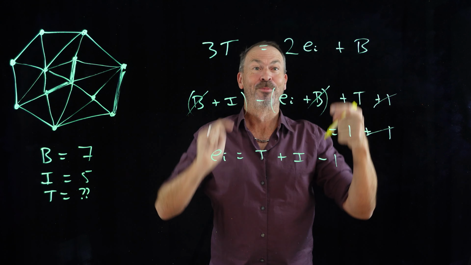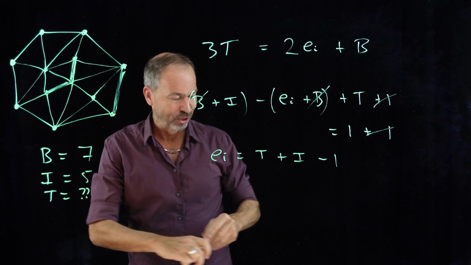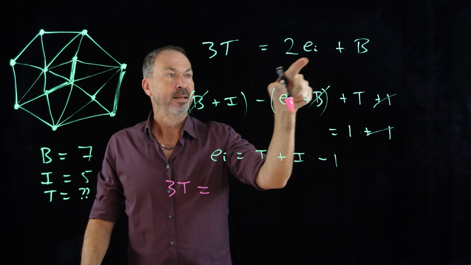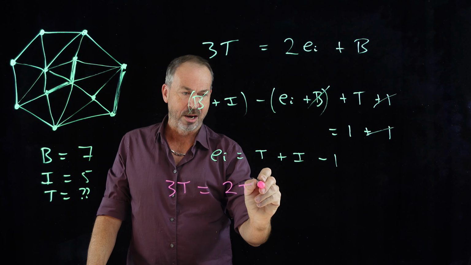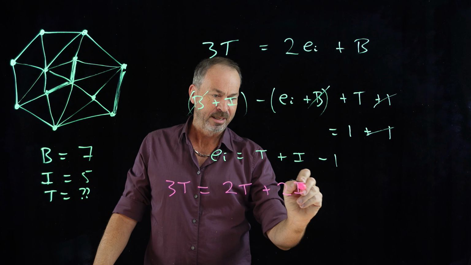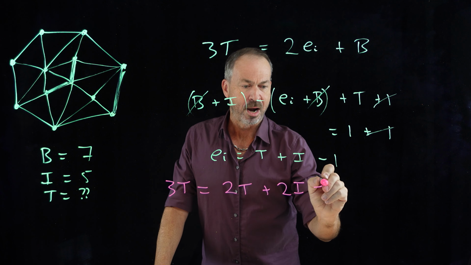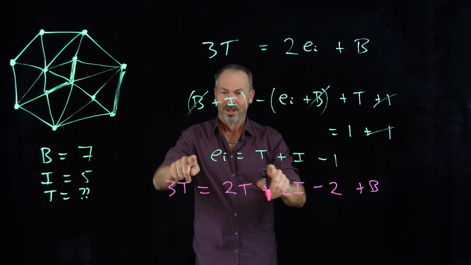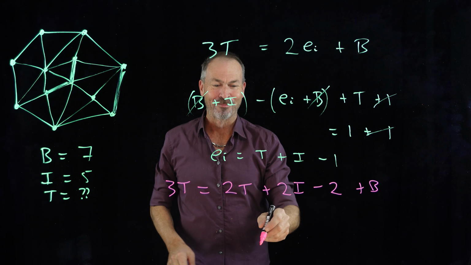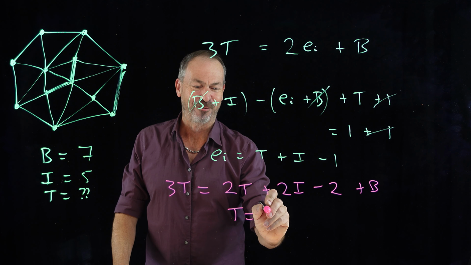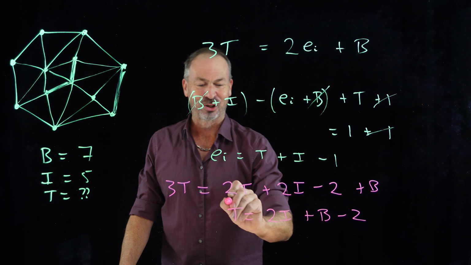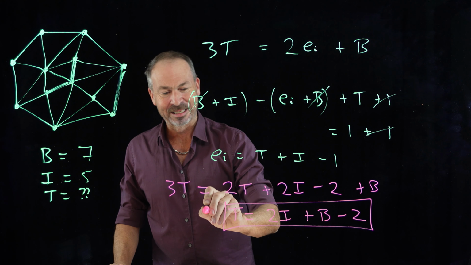Let's put it in this formula at the top. So that tells me, but I'll change color, I'm so excited, that 3 times the number of triangles will be double E_I, will be 2 times the number of triangles plus 2 times the number of interior dots minus 2 plus B. And, 3T, 2T, subtract 2T from both sides. The number of triangles is forced to be twice the number of inside dots plus the number of outside dots minus 2. There it is.